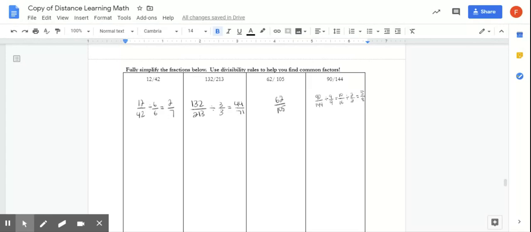44/71. And here we know that if the digits in a number are divisible by 3, then the entire number is divisible by 3. So 1 plus 3 is 4, plus 2 equals 6. We know that 6 is divisible by 3. 2 plus 1 is 3, 3 plus 3 is 6, and we know again that 6 is divisible by 3. So we can divide this number by 3, and this will be our simplified answer.